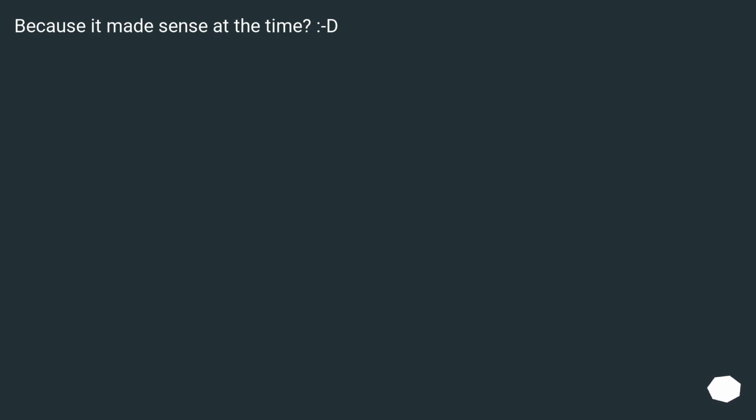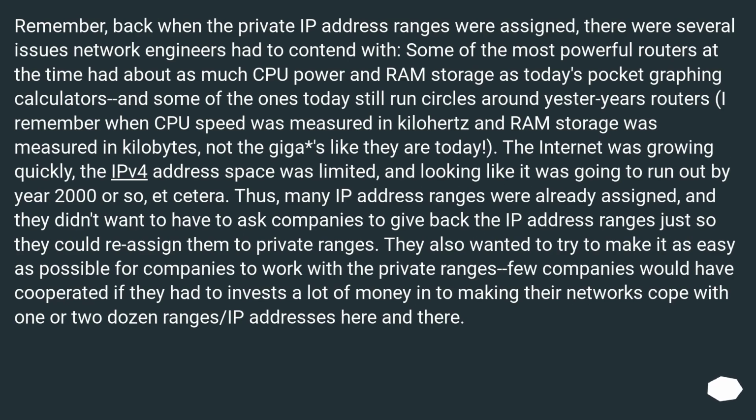Because it made sense at the time. Remember, back when the private IP address ranges were assigned, there were several issues network engineers had to contend with. Some of the most powerful routers at the time had about as much CPU power and RAM storage as today's pocket graphing calculators, and some of the ones today still run circles around yesteryear's routers. I remember when CPU speed was measured in kilohertz and RAM storage was measured in kilobytes, not the gigs like they are today. The internet was growing quickly.